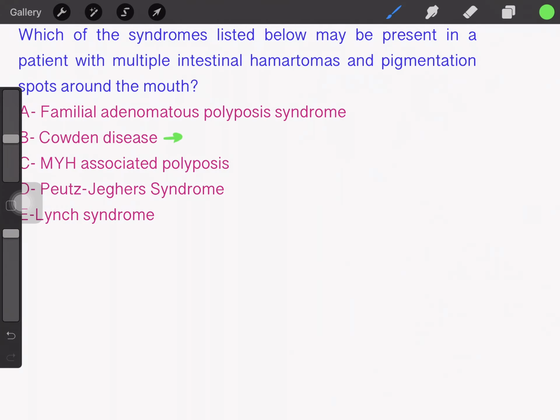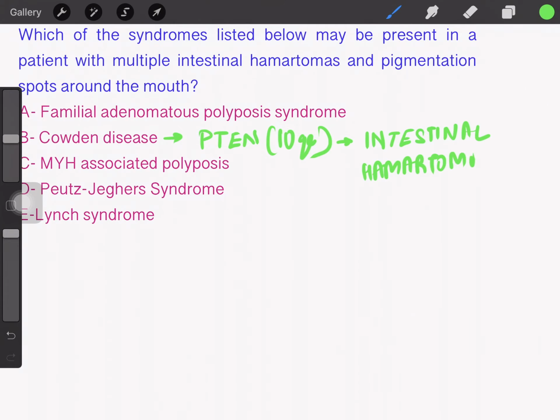Next is Cowden. We know that Cowden has PTEN mutation. PTEN gene is almost never asked, but we should know it is on 10q. This leads to intestinal hematomas. So this meets one of the criteria. That is very important. Also, this has risk of CA. That is why it is important to know this. Also, it has risk of extracolonic CA, which has breast, thyroid, and uterus.